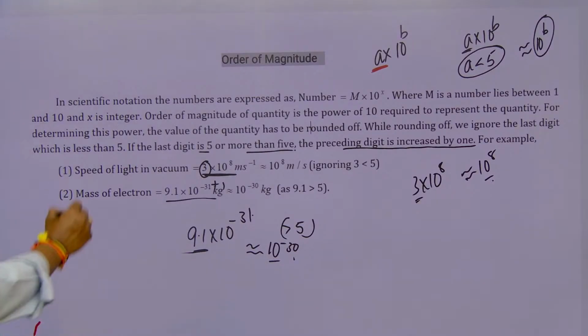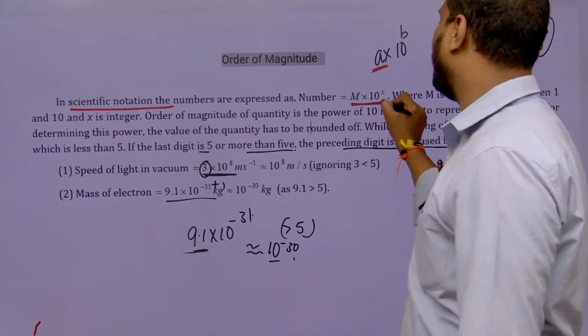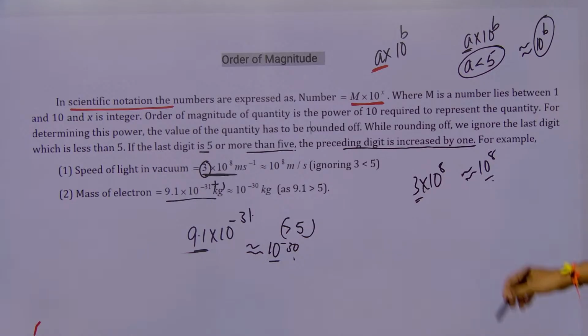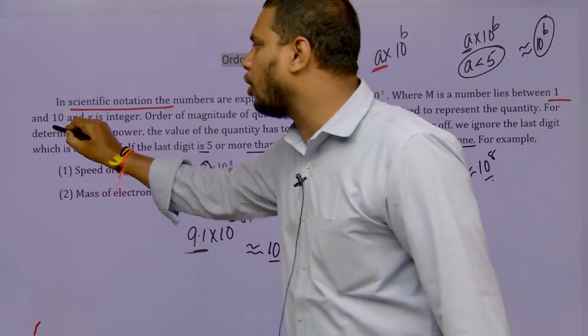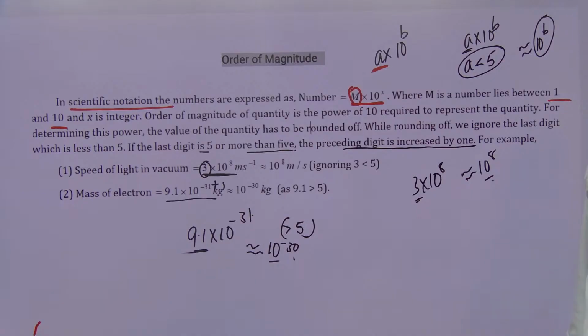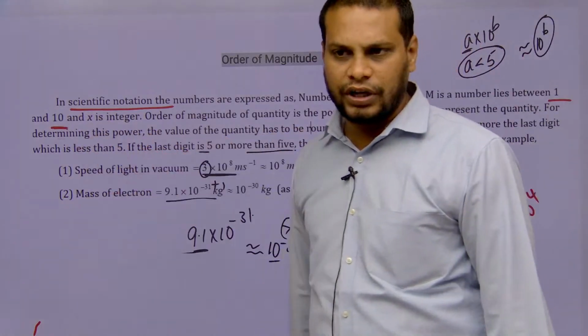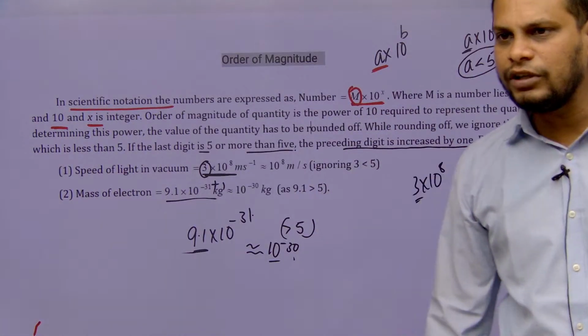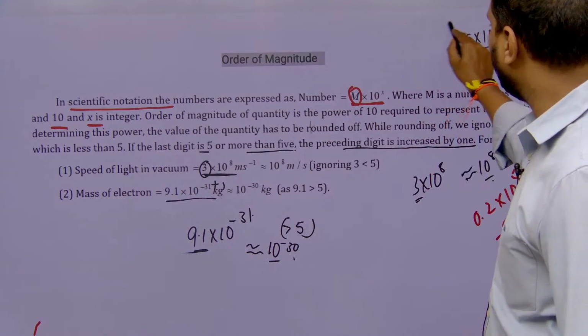Are you clear? So please remember, in scientific notation, a number is expressed as m into 10 to the power of x, that I wrote as A into 10 to the power of B. This is a scientific notation. Now m lies between 1 to 10 only. Suppose sometimes when you are doing the calculation you got 0.2 into 10 to the power of 5. Then you have to modify this as 2 into 10 to the power of 4, because m should lie between 1 to 10. Are you clear? The exponent should be an integer. Here b should be an integer. So instead of this you follow this notation only, no problem.